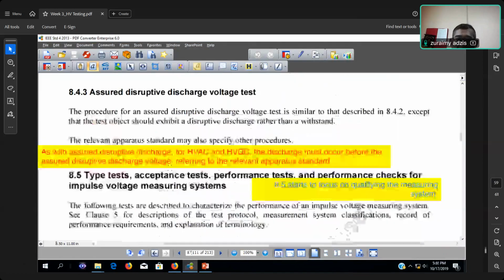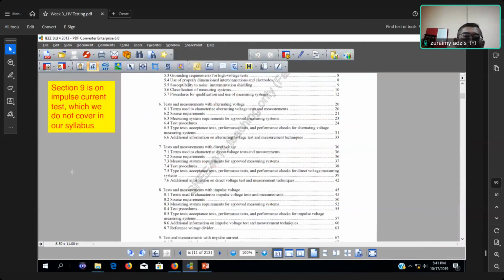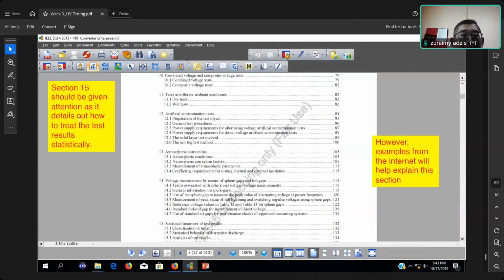Section 9, we've done section 8. Section 9 is on impulse current, not covered in our syllabus, but you can read through, it's still in the standards. And section 15, where we have the up and down methods and so on, statistical methods, should be given attention as it details how to treat the test results statistically. You can check the internet, and I will share a few in class.